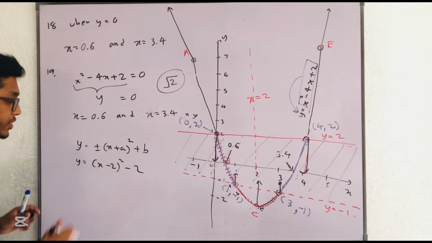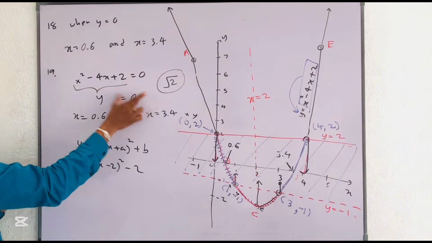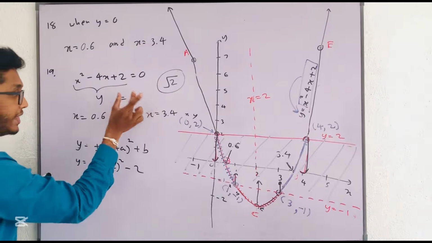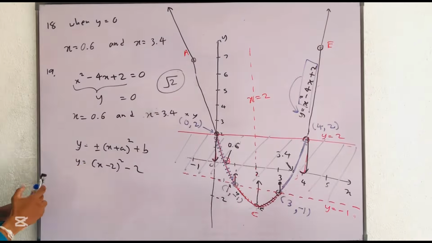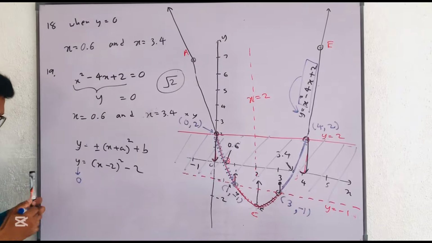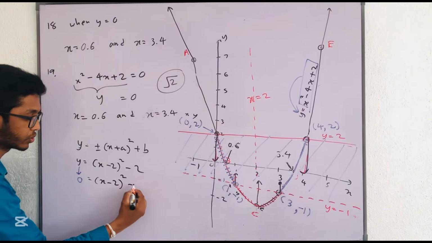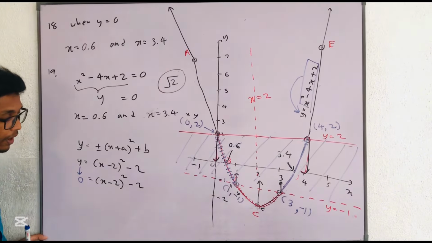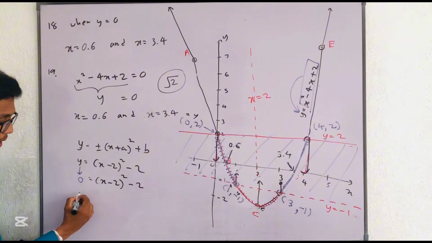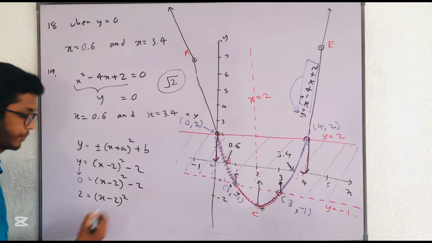So when finding the square root value, they have given y value equal to 0. This function equals 0 means y value equals 0. So that part I am going to apply here. Y value equals 0, so for the y value I am substituting 0. 0 equals (x minus 2) squared minus 2. Then I am taking this minus 2 to this side, so minus 2 becomes plus 2. Plus 2 equals (x minus 2) squared.